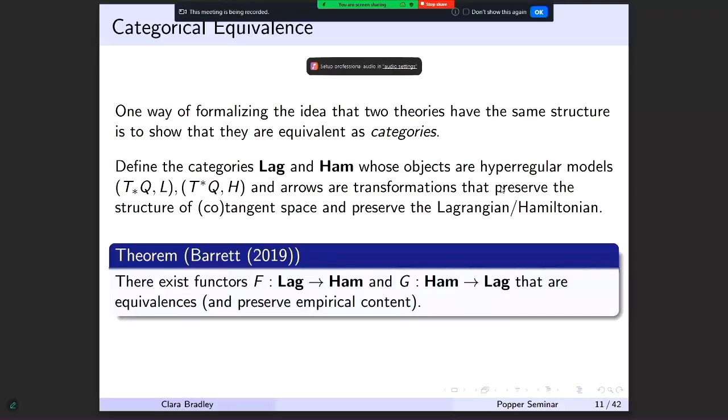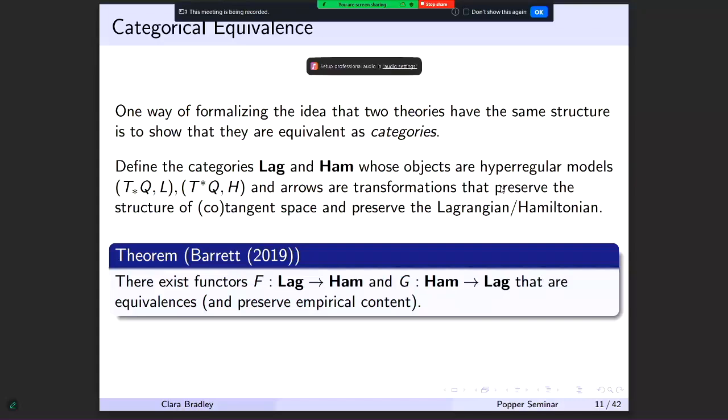And even if one doesn't know much about category theory, it's pretty straightforward to see how this works. Essentially, what these functors do is they use the translations between the models that we defined earlier, and they use the fact that there's a way to take a structure-preserving map of tangent space to one of cotangent space.